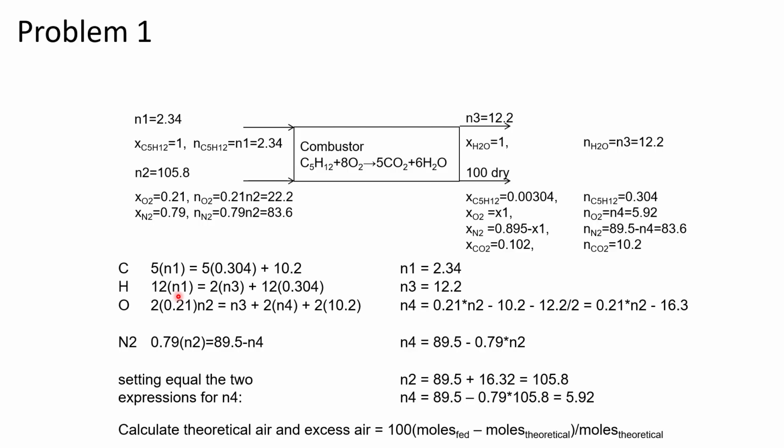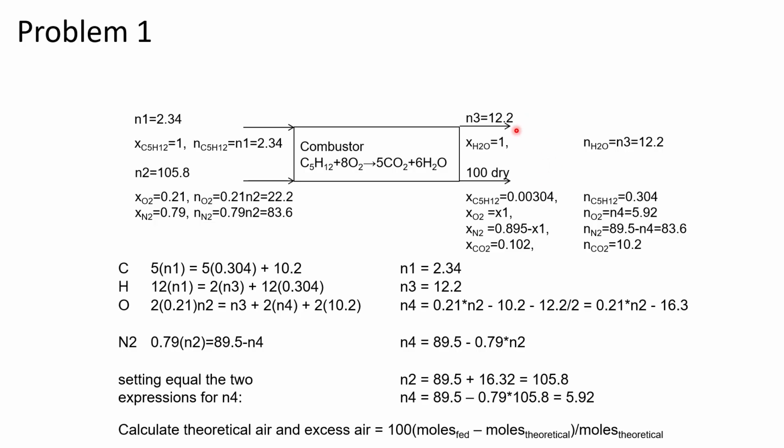We know it's 2.34, so we can just plug that in in just a moment. If you look at this, the air stream coming in, there's no hydrogen in the air stream. There's no hydrogen in the oxygen nor the nitrogen. So there's only the 1 contribution to hydrogen coming in from the pentane. We're going to set that equal to the hydrogen that comes out in the product stream.